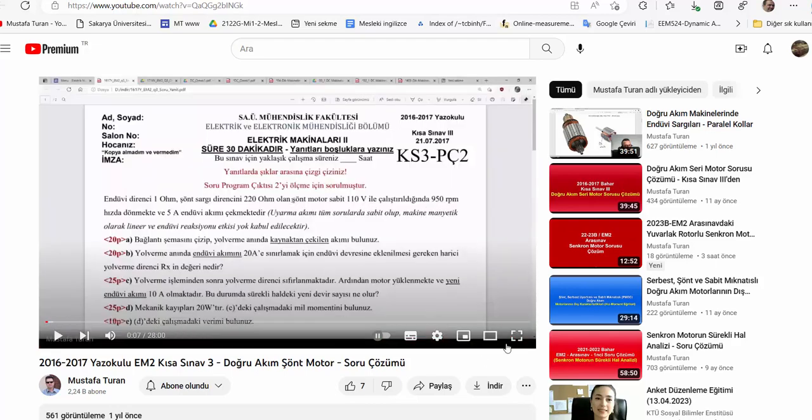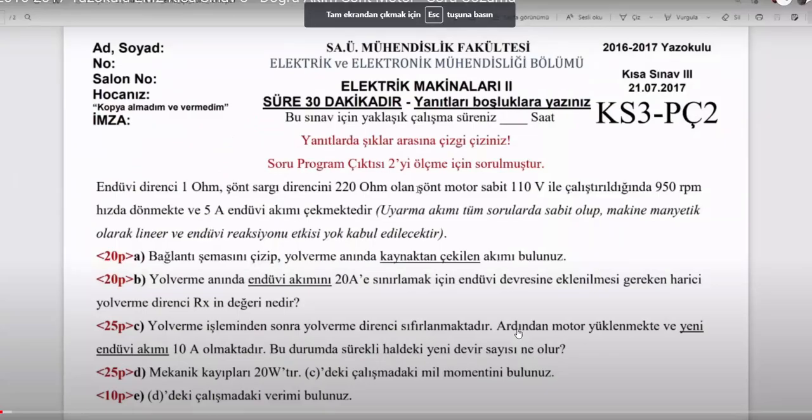Let me change. As you see, it looks like a similar question. Some parameters look different. Instead of 240 volts, here it is written 110 volts. RPM speed is given, something is very different.